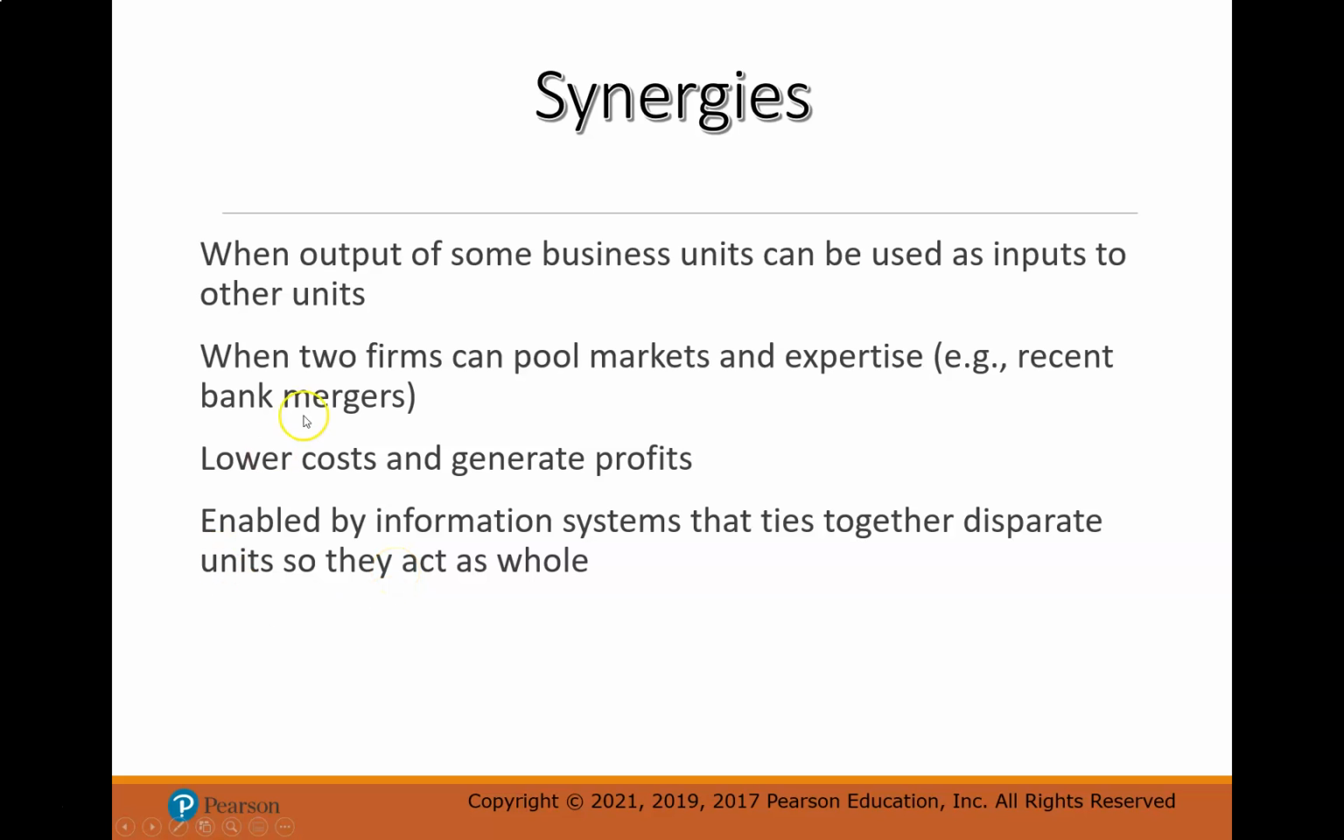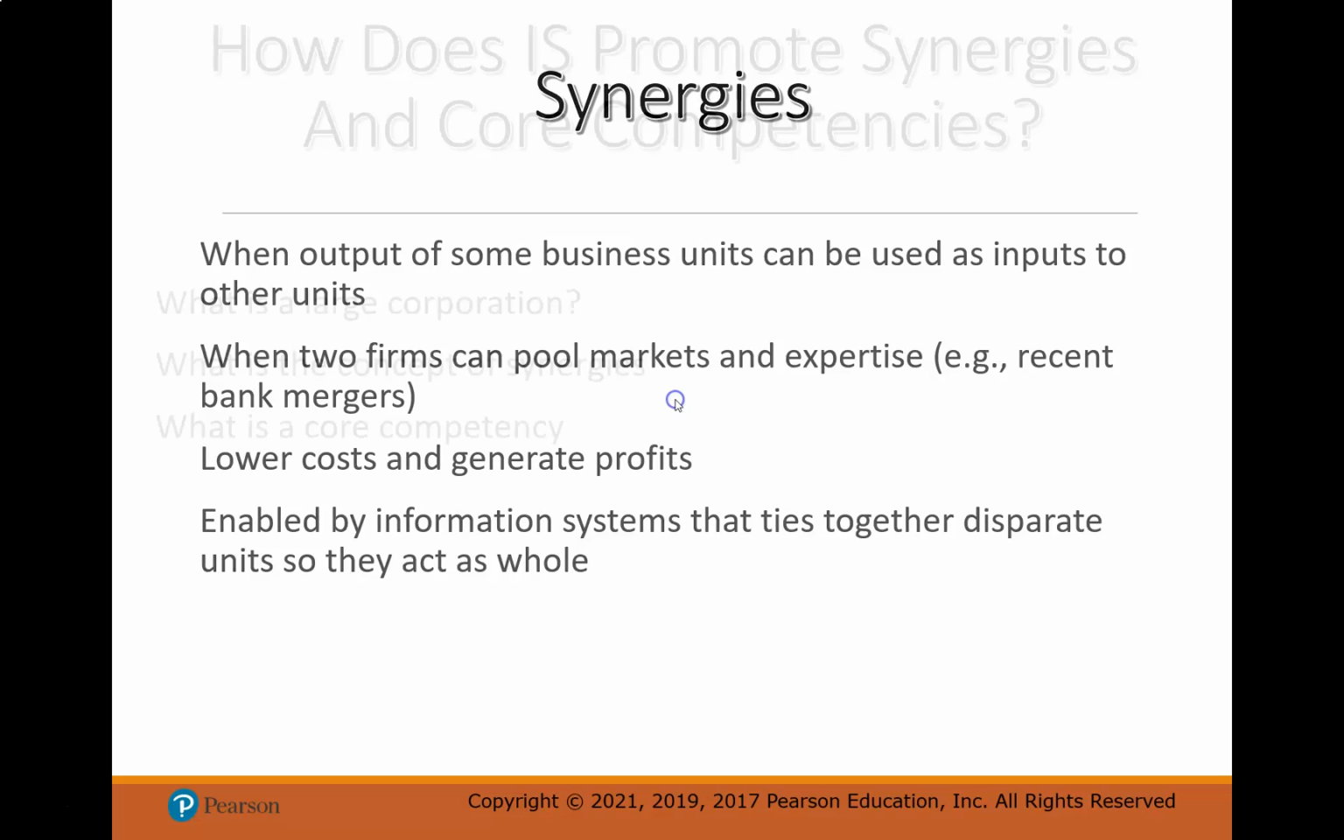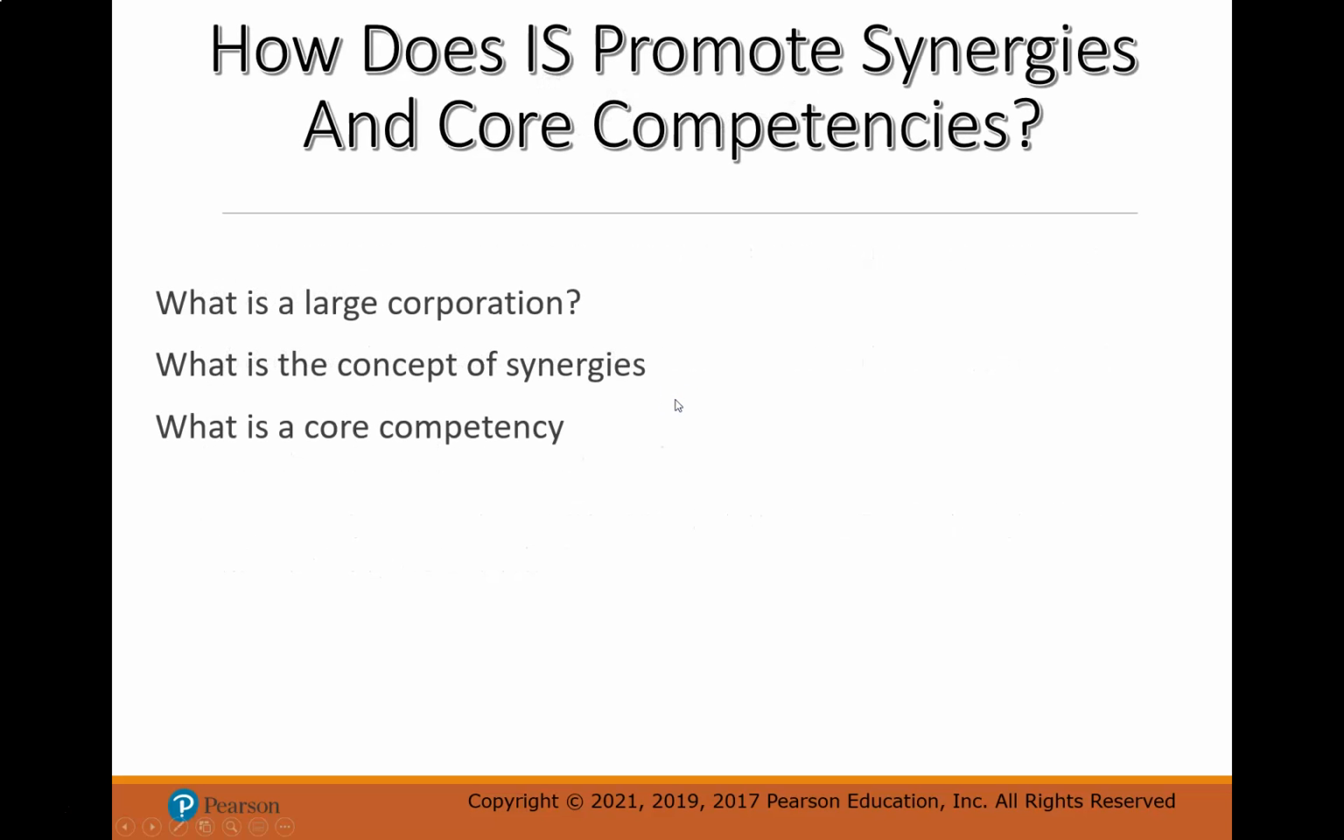So now we have that the output of some business units can be used as inputs to others. When two firms can pool markets and expertise, such as in bank mergers, they lower costs and generate profits, and enable an information system that ties them together so we want them to act as a whole. So how does IS promote synergies and core competencies? We want to know some questions.